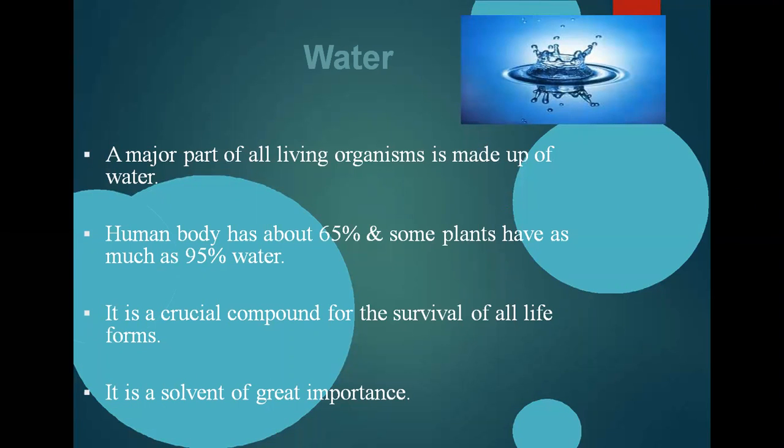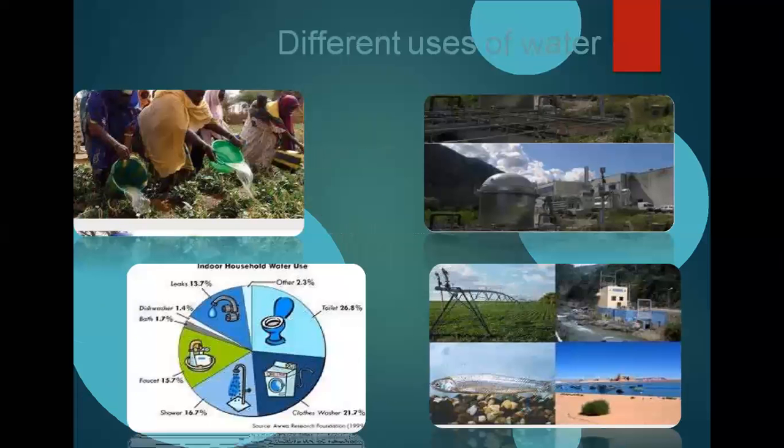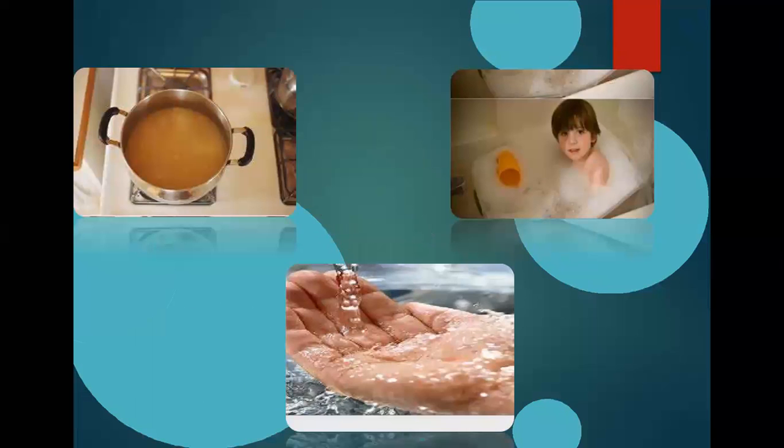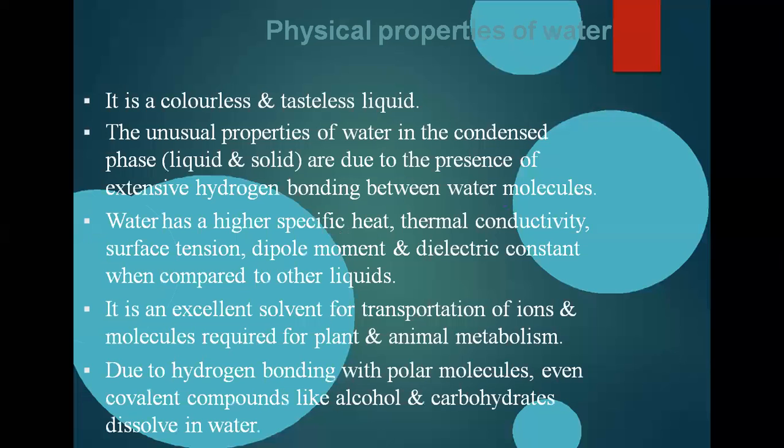It is a solvent of great importance. Water is known as the universal solvent. Uses of water: water can be used for irrigation, for indoor household use, that is for washing, bathing, shower, clothing, cooking, and other things. This is the basic need of life, right? So now, physical properties of water.